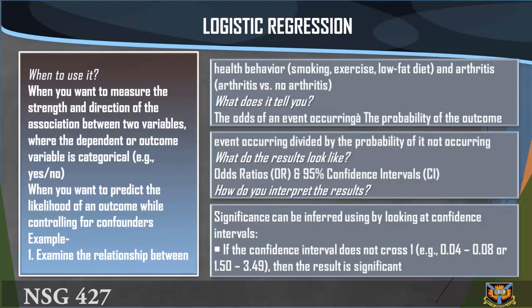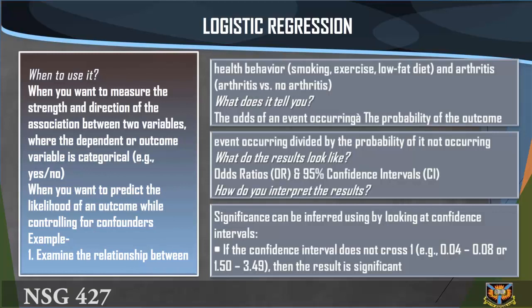Logistic regression. When to use it? When you want to measure the strength and direction of the association between two variables, where the dependent or outcome variable is categorical, for example, yes or no. When you want to predict the likelihood of an outcome while controlling for confounders.